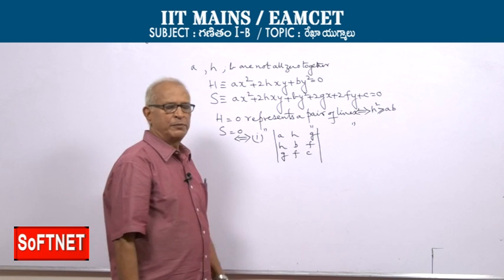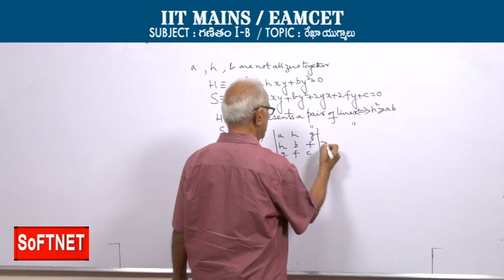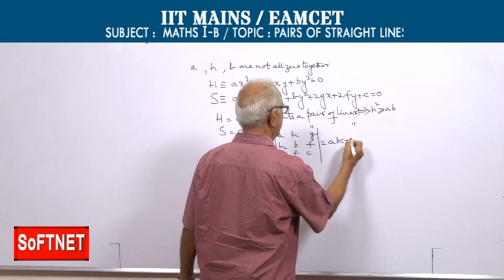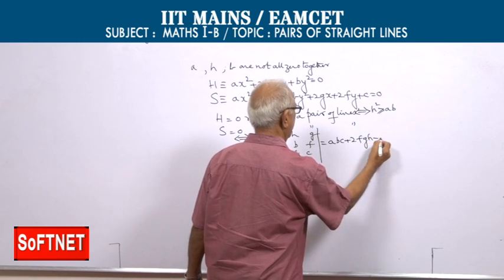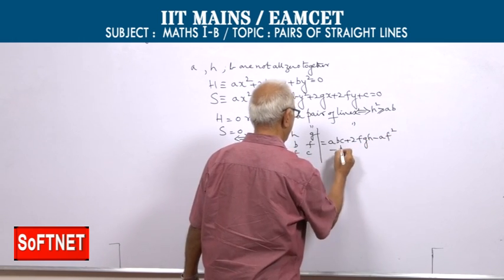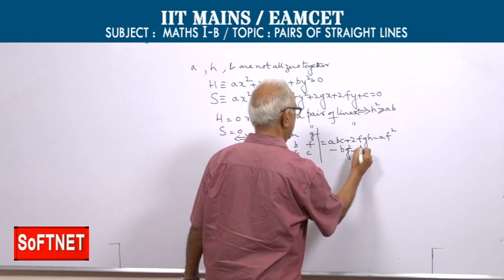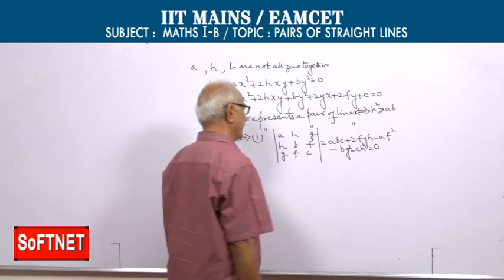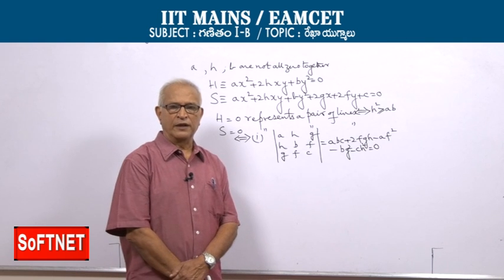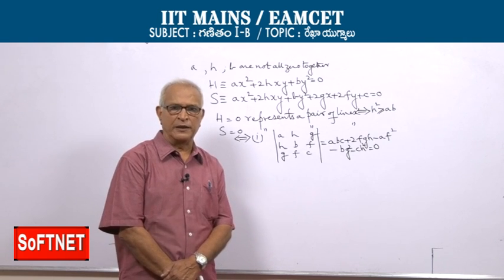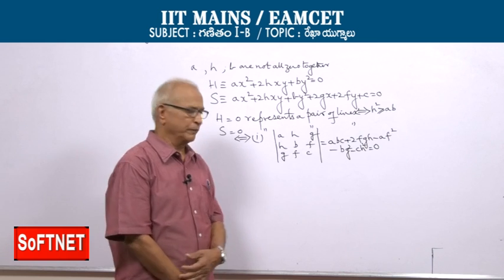మనందరికీ తెలుసు ఈ డిటర్మినెంట్ ఎక్స్పాండ్ చేస్తే ఏమొస్తుందో. ABC plus 2FGH minus AF square minus BG square minus CH square equal to 0. ఇది అవ్వాలి. One of the conditions to be satisfied is this determinant, discriminating cubic అంటారు, is equal to 0.